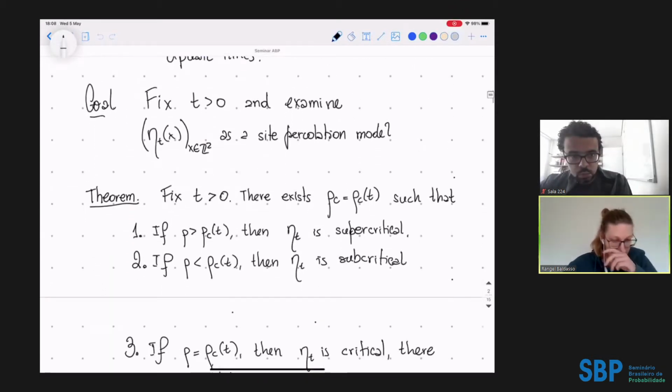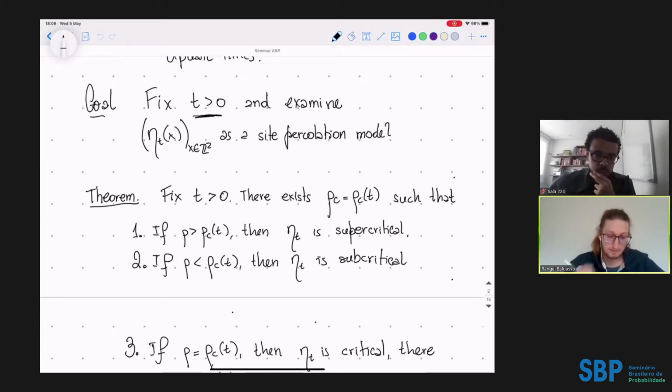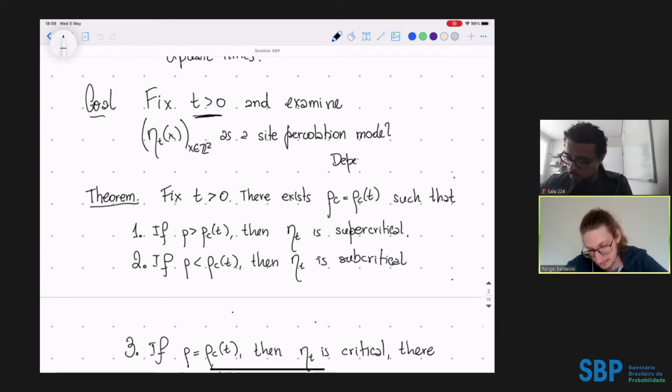So, as I said, our goal here is to fix some finite time t, and to examine the site percolation model that you obtain by looking at the configuration of your particle system at time t. This is a percolation model that depends on the initial density rho. So we want to see what we can say about the percolation at time t as a function of the initial density rho.